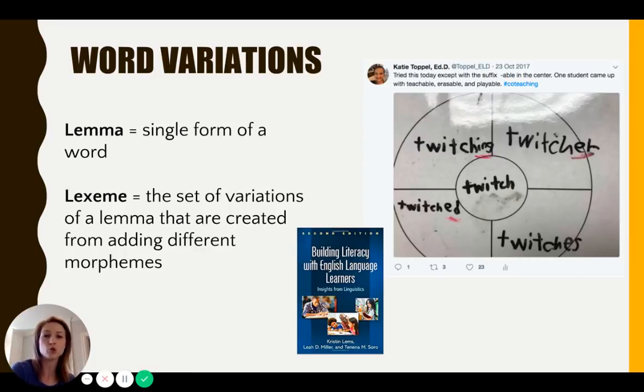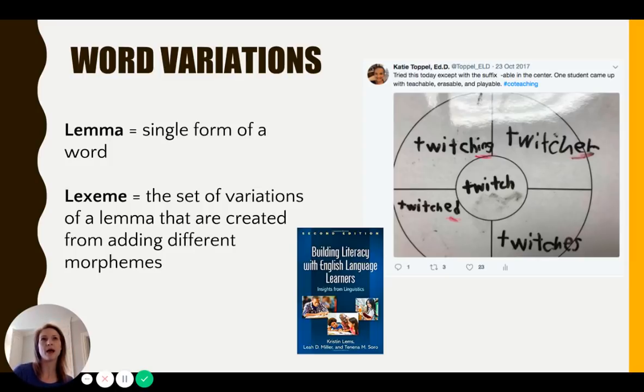So if our word is twitch, very odd word, but if our word is twitch, what other words, what variations can we make? We can make twitching, twitcher, twitched, twitches. And we can talk about why some prefixes or suffixes don't go with that word where others do. And in making these variations, we are reiterating and practicing the meaning of those prefixes and suffixes. So if we add ing, well, what does that mean? Ing means it's happening right now.